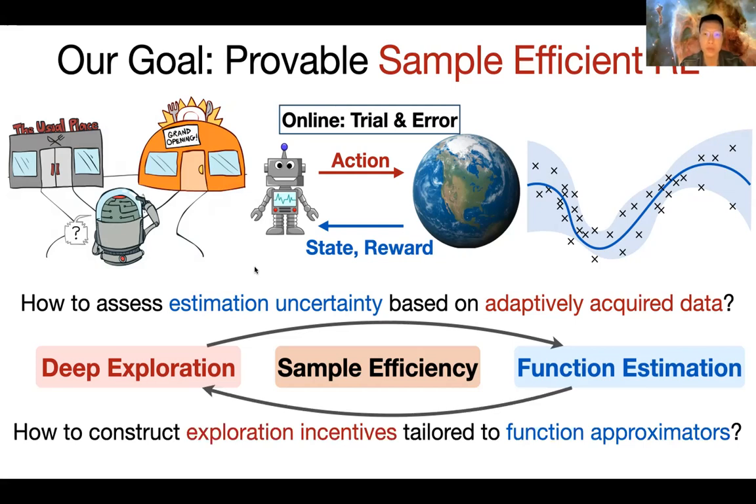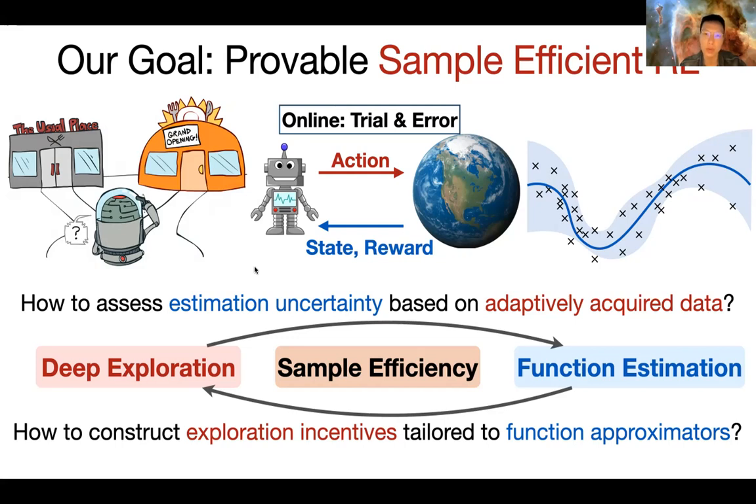And here, because we use function estimators, we need to construct exploration incentives that are tailored to function approximators. That means in this setup with large state spaces, the exploration problem is more challenging than that in the finite reinforcement learning problem, because when the state space is finite, the exploration problem is relatively easy. Well, we can just try to enumerate all possible combinations of state action pairs.